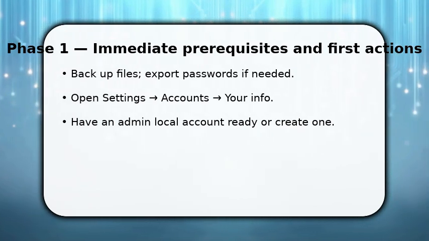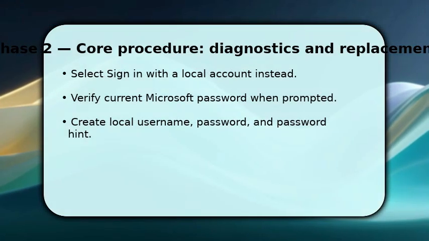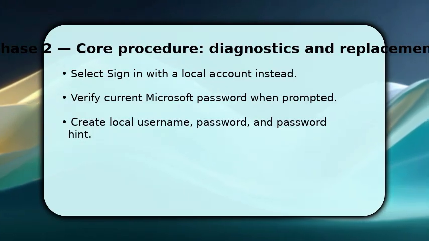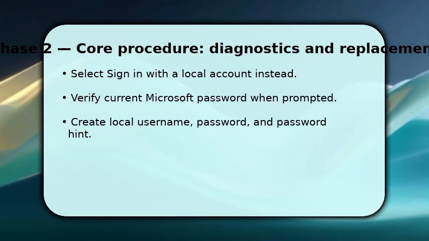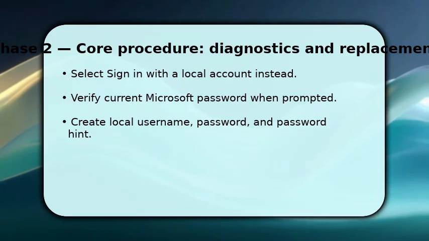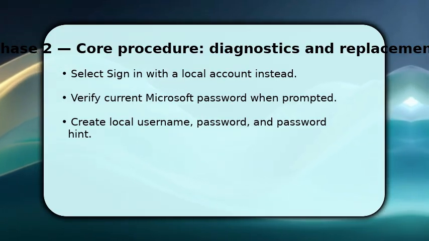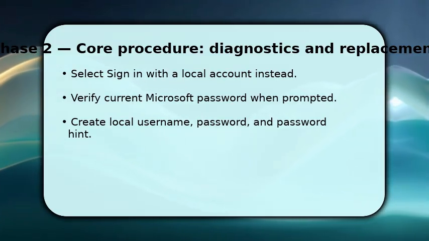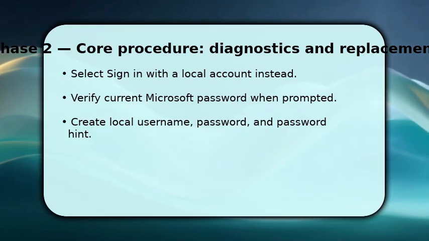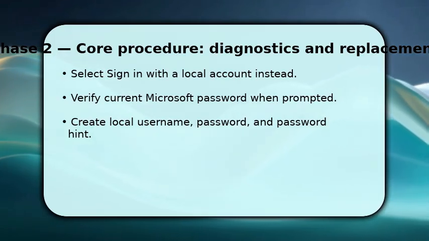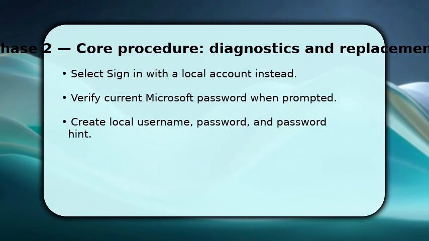You'll now convert the Microsoft account to a local one. Choose Sign In with a local account instead and follow the prompts. Enter your current Microsoft password to verify. This keeps security intact. Then create a local username, password, and hint. Make sure to choose something memorable because this replaces cloud sign-in for that user.